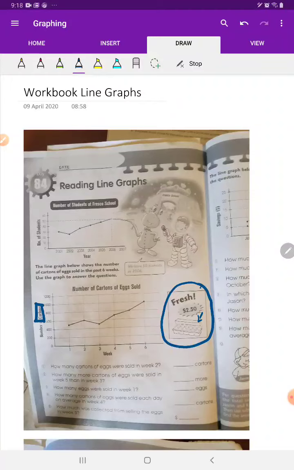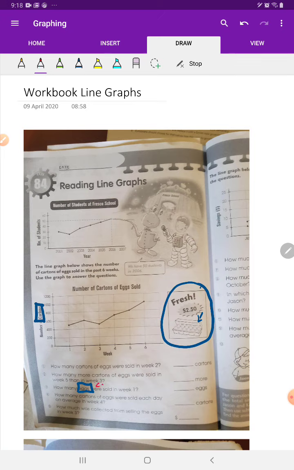So how many cartons of eggs were sold in week 2? That's simple. You just read the graph. And how many more cartons of eggs were sold in week 5 than week 3? Again, that's pretty simple. I already showed you how to do that. How many eggs were sold in week 1? Now it's not asking about cartons anymore.